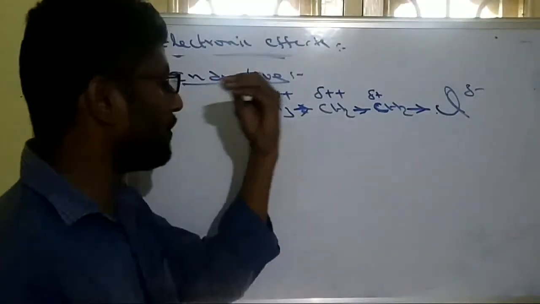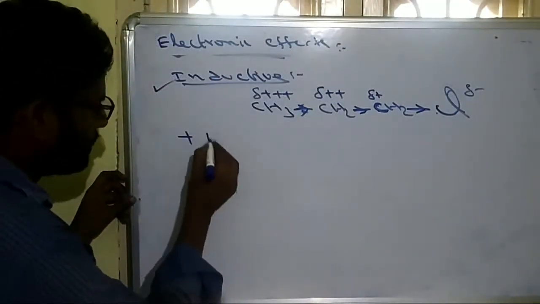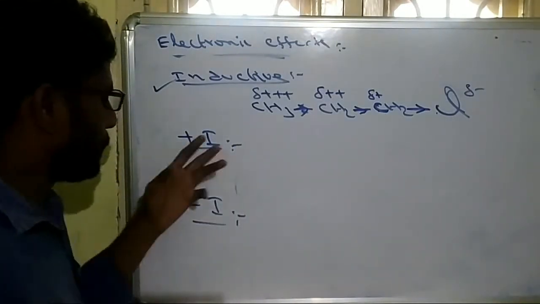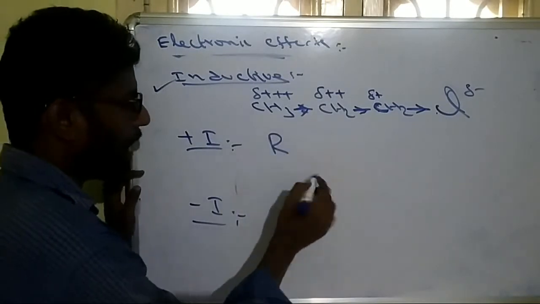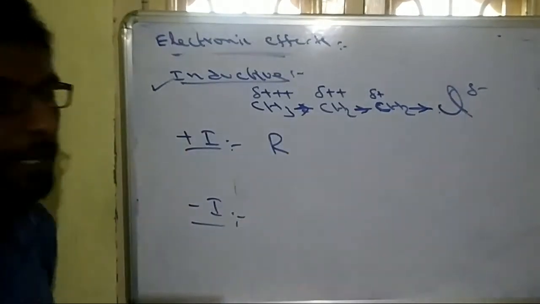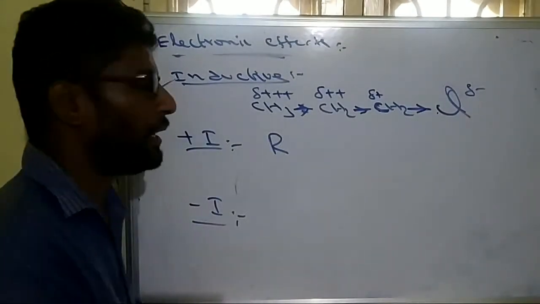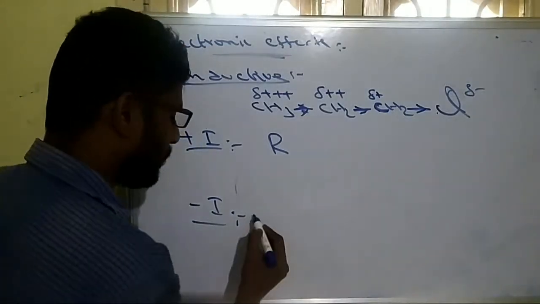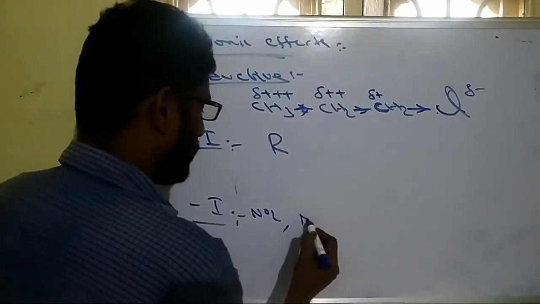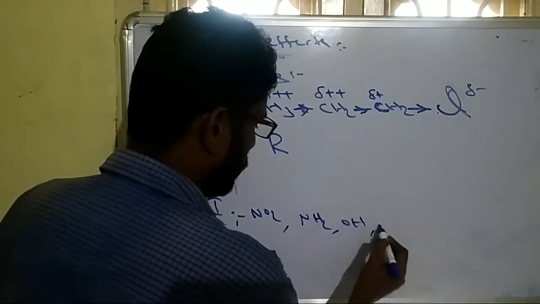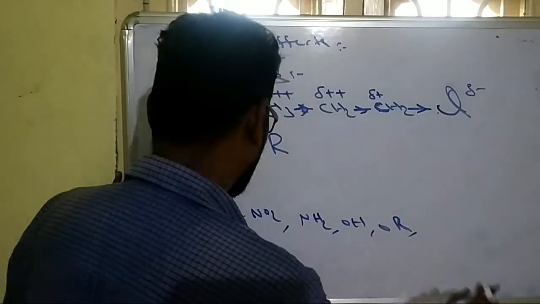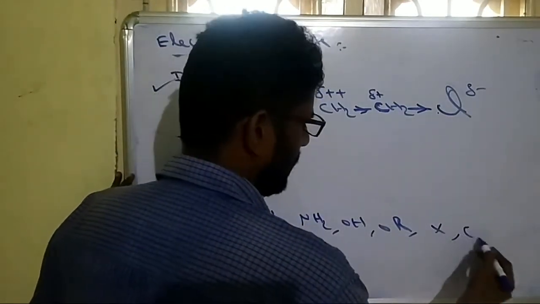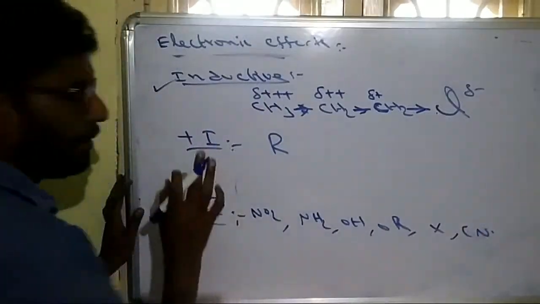This inductive effect is also of 2 types. One is plus I effect, another is minus I effect. Plus I effect is shown by alkyl groups. Wherever alkyl groups are present, they will show positive inductive effect. All remaining groups will show negative inductive effect: NO2 group, NH2 group, OH group, OR group, halogen group, CN group, anything, all will show minus I effect.